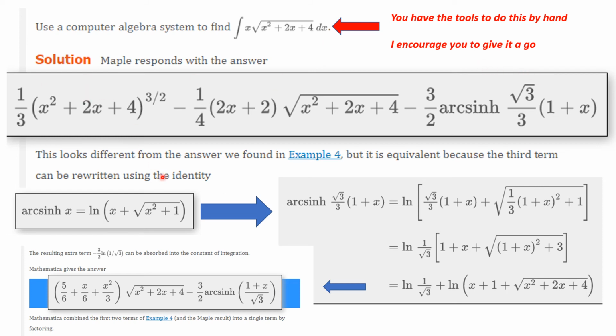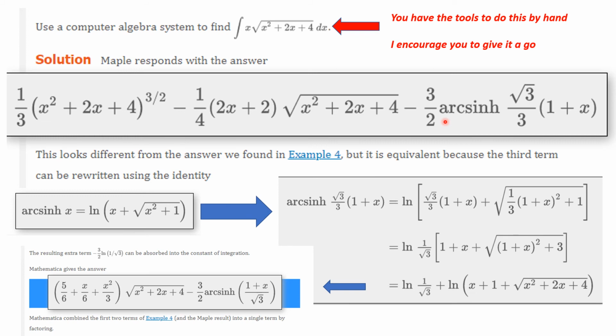Now, I did this with several different systems. Maple responds with this answer if you enter it correctly. And if you get this, some of you might say, well, what the heck is an arc hyperbolic sine? And you're going to find that out later in this course, even though you don't know now. But this is what Maple will give you.